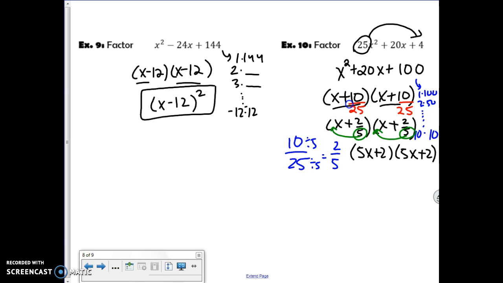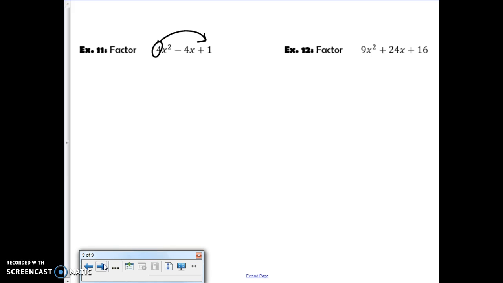Remember, perfect square trinomials, we want two of the same in each parenthesis. We want the parentheses to match. Because if that happens, I can rewrite this as 5x plus 2 all squared, and that is all. So, just a little recap. This is perfect square trinomials. Difference of squares and perfect square trinomials are just two special types of factoring that we can do.